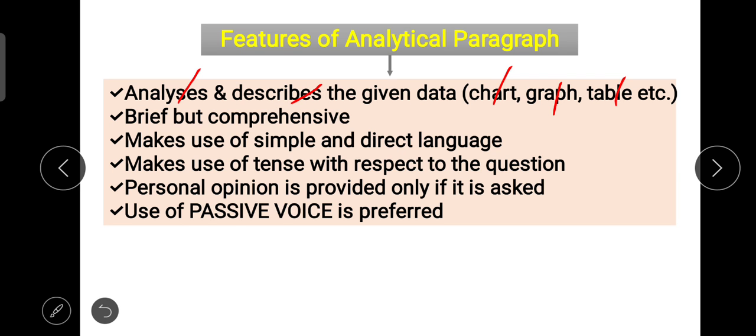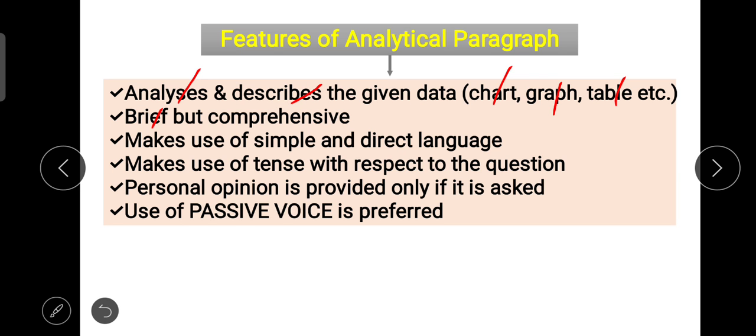Brief but comprehensive. Our paragraph should be brief in size, means its word limit is 100 to 120 words. And it should be comprehensive, means whatever the data is given in the form of chart, graph and table, after analysis we shouldn't miss out on any important information. Everything should be presented in a detailed way.